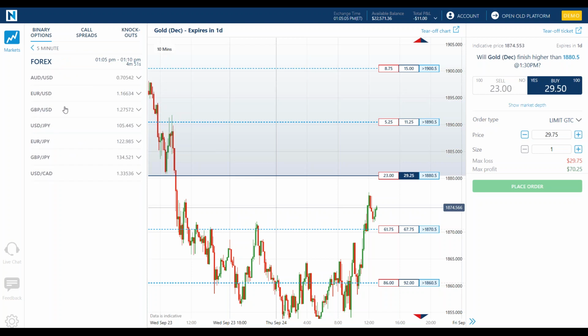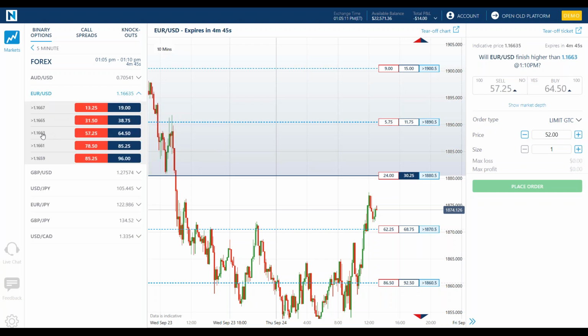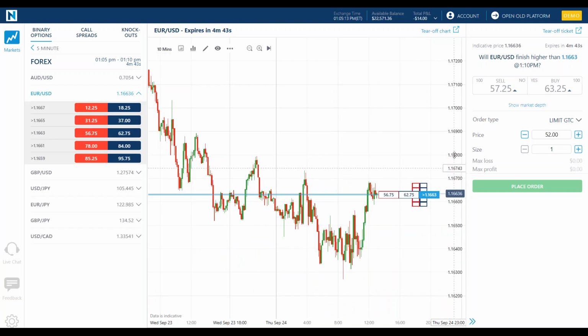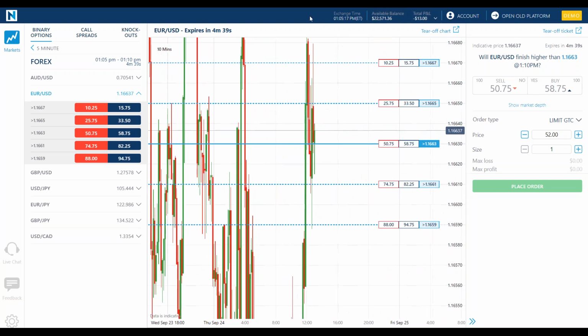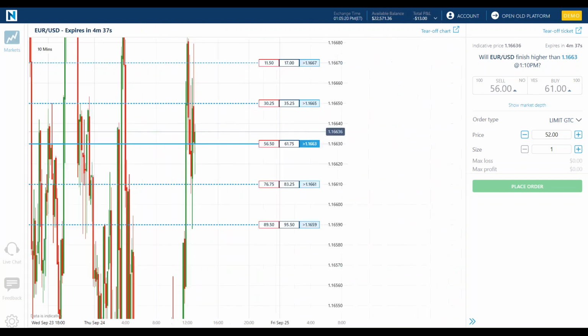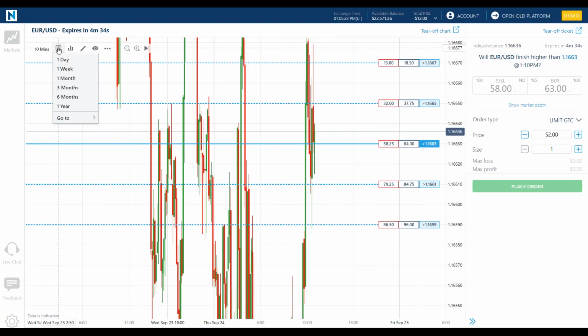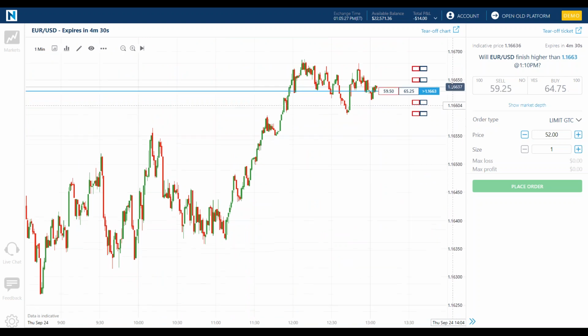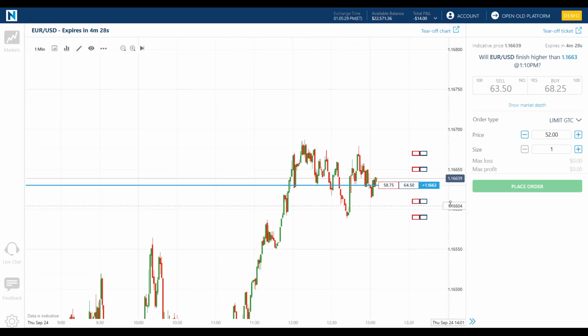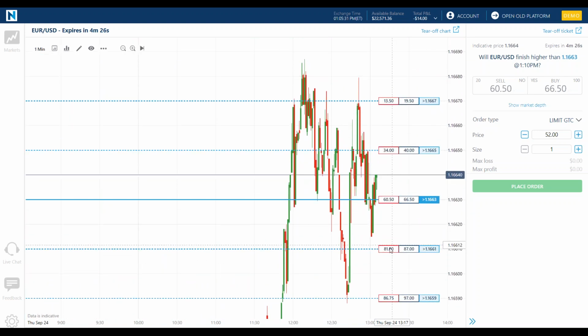So let's take a look at the Euro US dollar. Okay. And I'm just going to pick this one level. Let's make this chart a little bit bigger so we can see all the strike prices. Let's get rid of this. Let's just make this a 1-day chart. Let's make this a 1-minute chart. I think that's going to be a little bit more useful because we're trading 5 minutes. All right. Notice the probabilities on these.